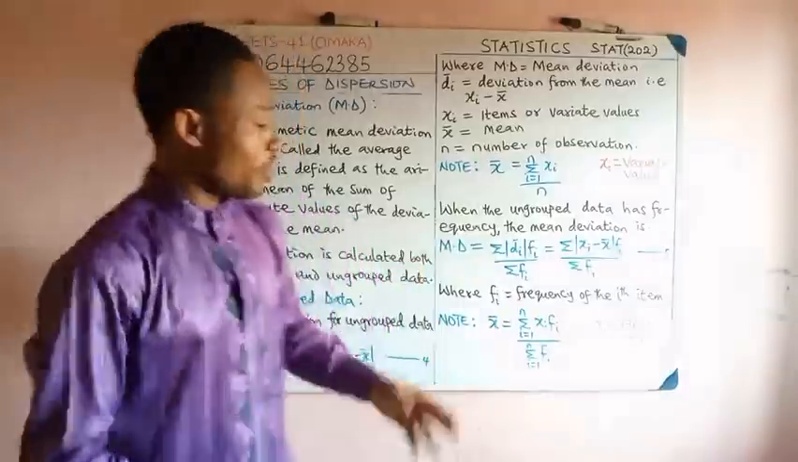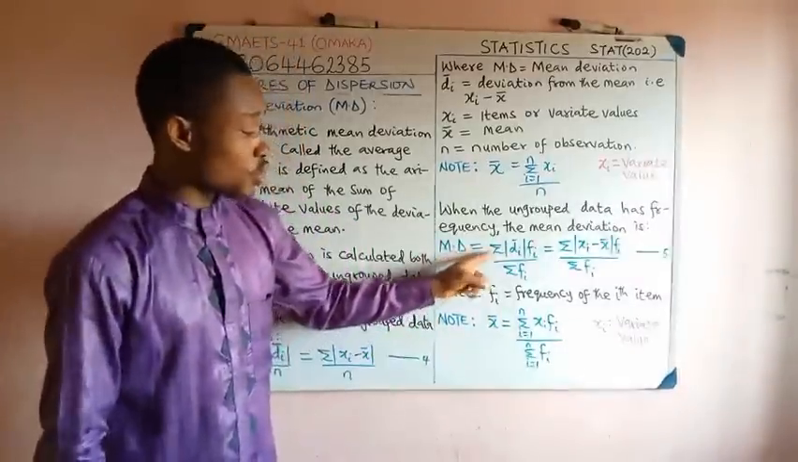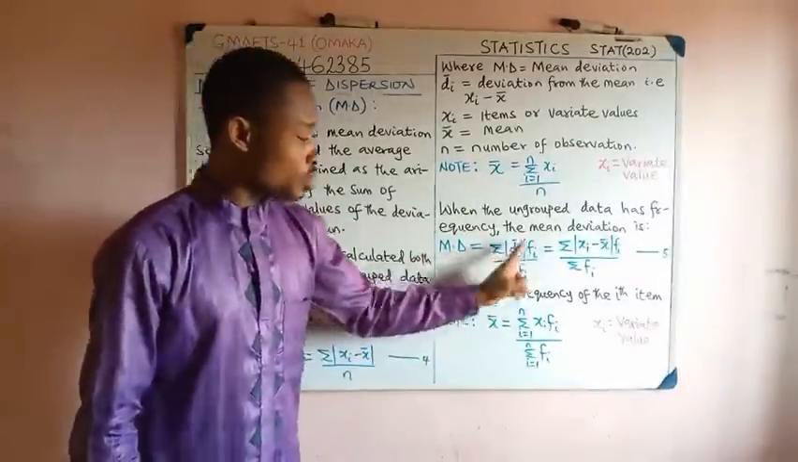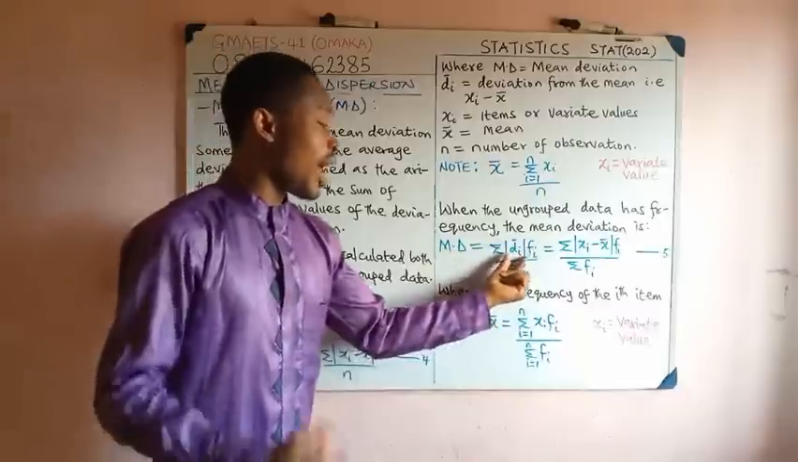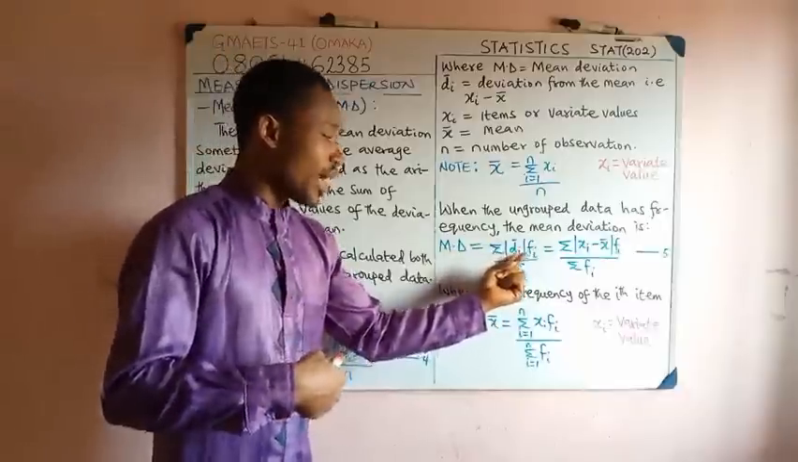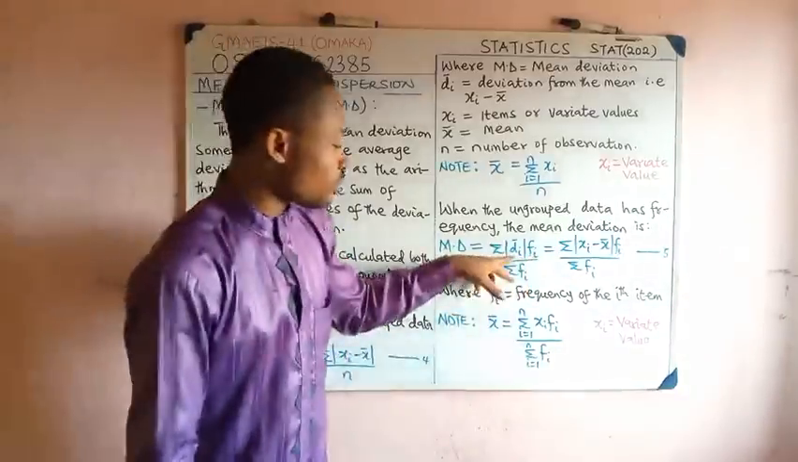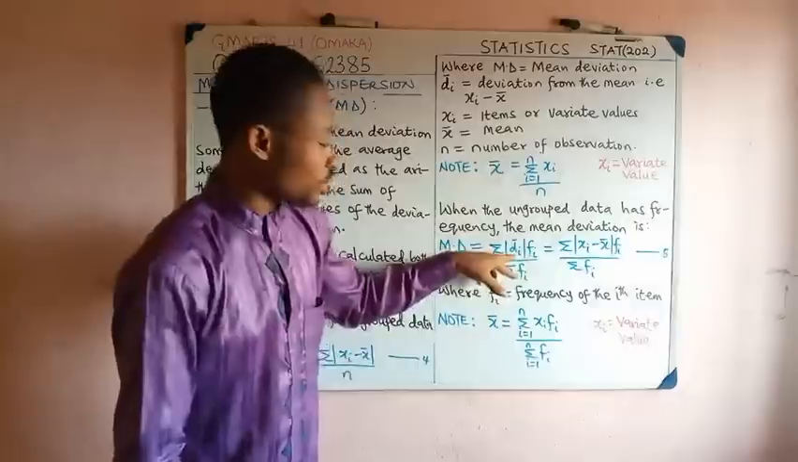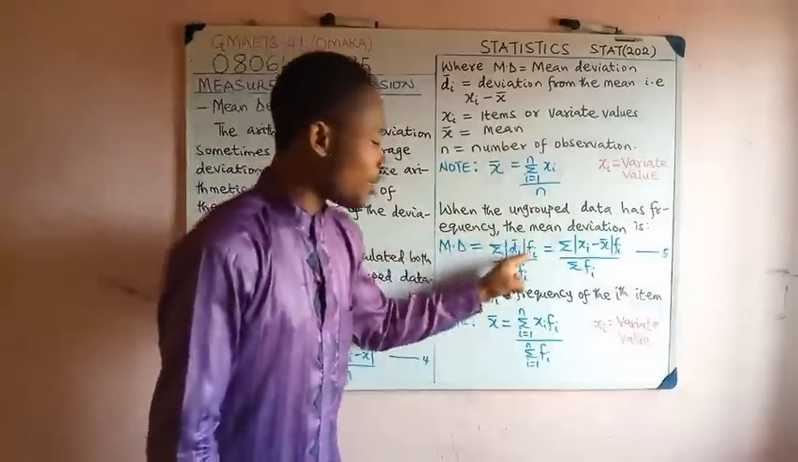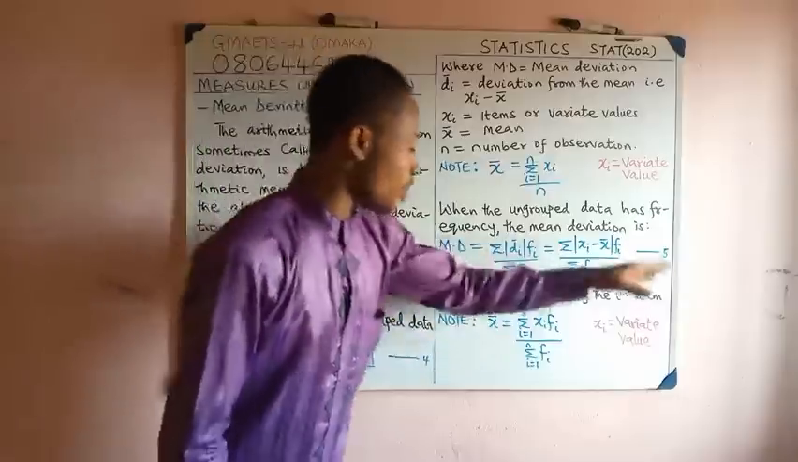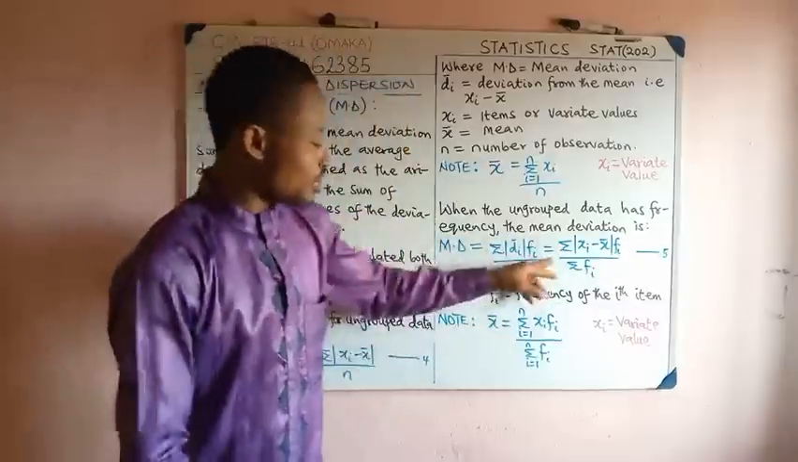Is that okay? The formula is given as this. So mean deviation is equal to the summation of the product, that is the multiplication, of the absolute value of the deviation and the frequency of the variate values. So simply after you do your deviation, take the absolute value, then multiply by what? Frequency, and then sum everything.